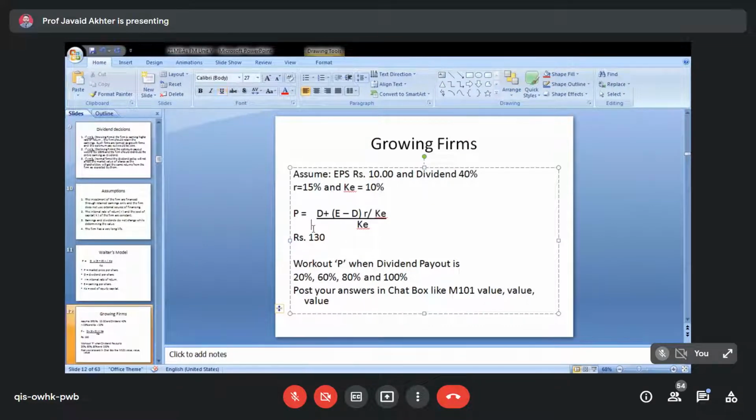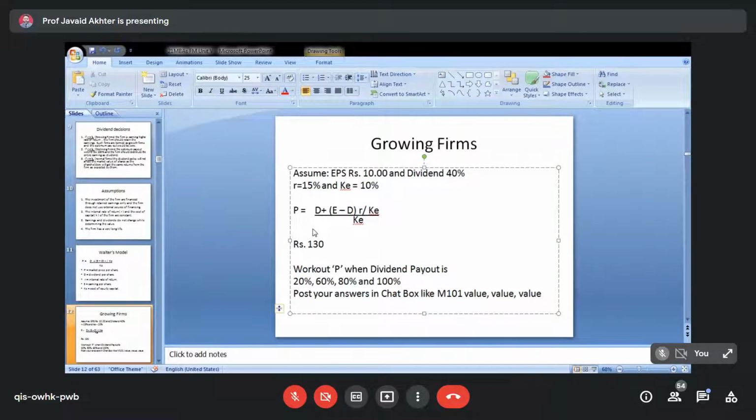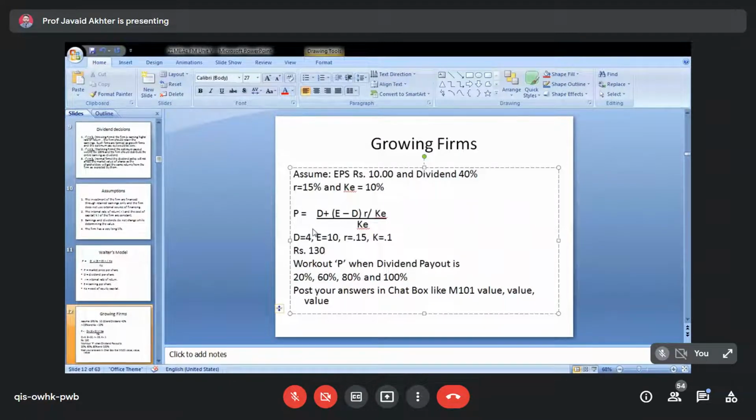Let me write here, just 1 second. What is D? In our example, D is 4. What is E? E is 10. D I have explained. What is R? 0.15. And what is KE? 0.1. So all these values which are required have been written here, and your answer is 130.